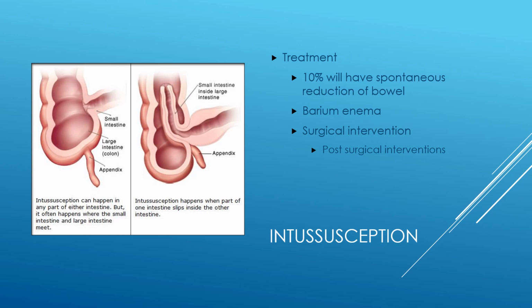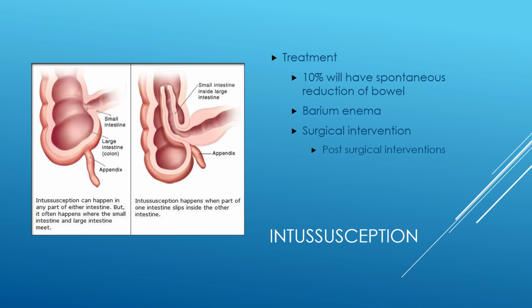If it doesn't reduce spontaneously, we're going to need to do a barium enema. Sometimes those barium enemas successfully reduce a large percentage of intussusception cases. We're going to do that barium enema with the presence of a surgeon. So that surgeon's going to be on hand when we're doing that enema. If the enema doesn't work and doesn't correct the intussusception, then they're going to have to go to surgery. Surgical intervention is the last resort, but it has to be done if there are signs of perforation or peritonitis.